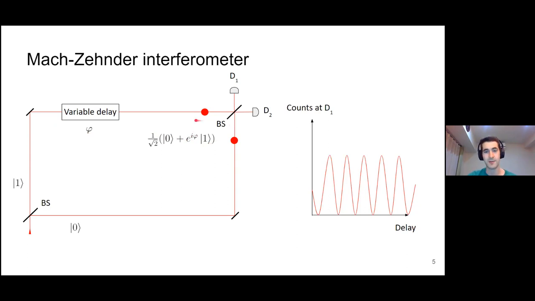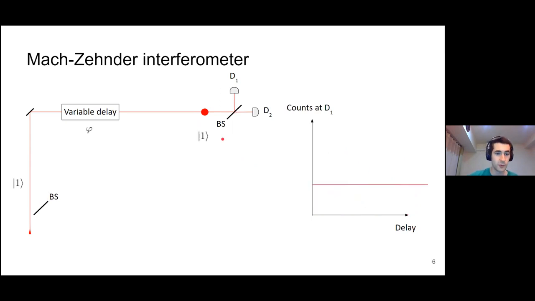Then if we make the two paths interfere at the second beam splitter here, and we look at the counts we get at detector D1, for example, we can see that for some values of this delay, destructive interference happens and no counts at D1 will be registered. And for some others, it is maximized. So we can get an interference pattern here of the two paths of a single photon.